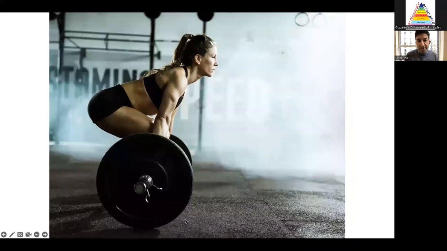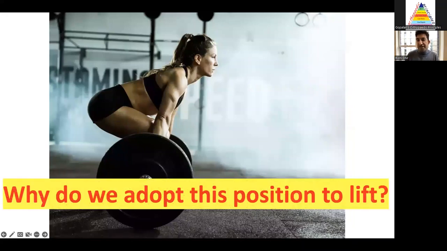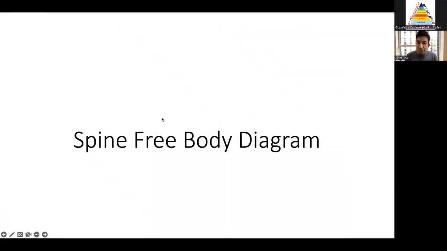The next free body diagram that they might ask you could be from a clinical question like this. They could say, why do we adopt this position to lift? So why do we not have a very upright position when we lift weights? Why do we do this? And again, guys, this is a perfect opportunity to think about a free body diagram. So I'm going to lead on to a spine free body diagram.